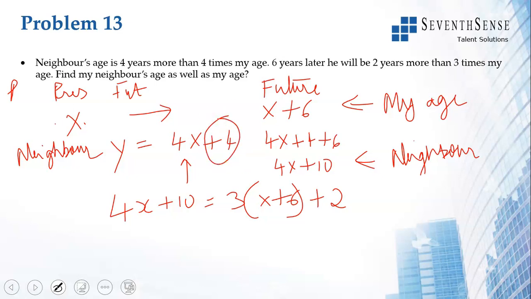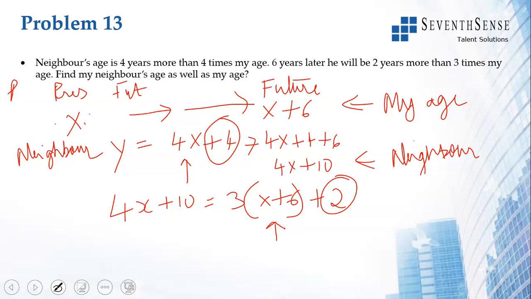So 4x plus 4. 6 years later, I add 6 here. x becomes x plus 6. 4x plus 4 becomes 4x plus 10. Now neighbor's age, they have said 4x plus 10 is 2 years more than 3 times what is my age? 3x plus 6. Don't write x here.